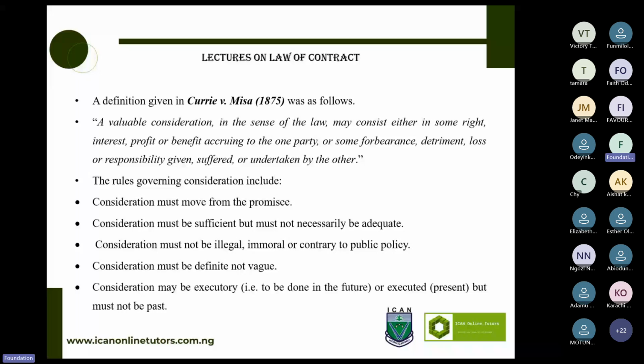Now, consideration must be definite and not vague. Even that 70 million. Give me time.